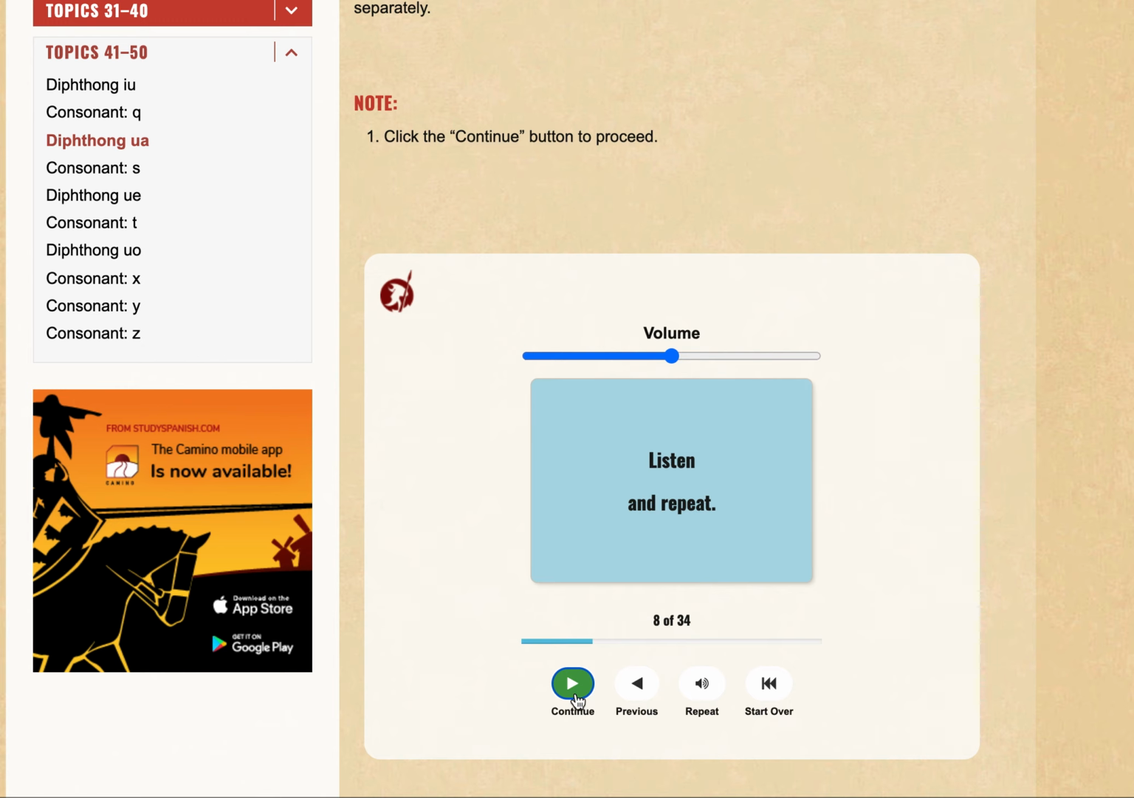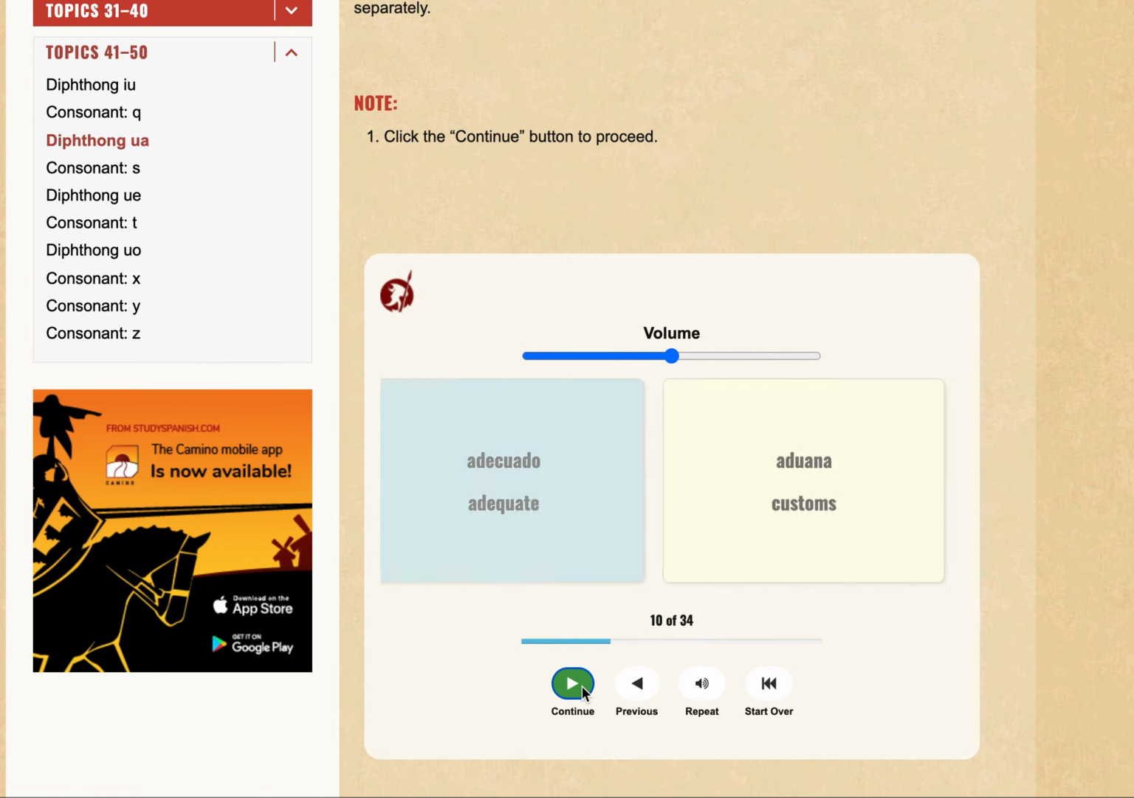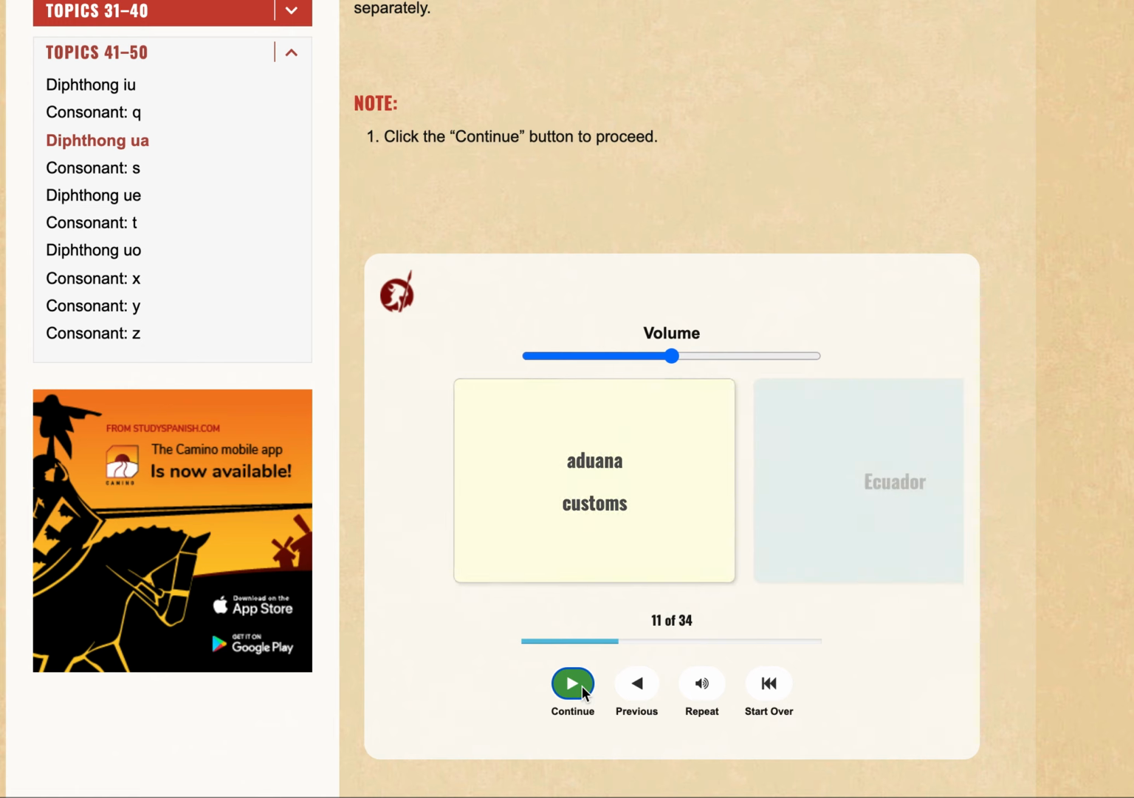Listen and repeat. Concentrate on combining the two vowels into a single syllable in the manner of the native speakers. Agua. Adecuado. Aduana. Ecuador. Igual. Guapo.